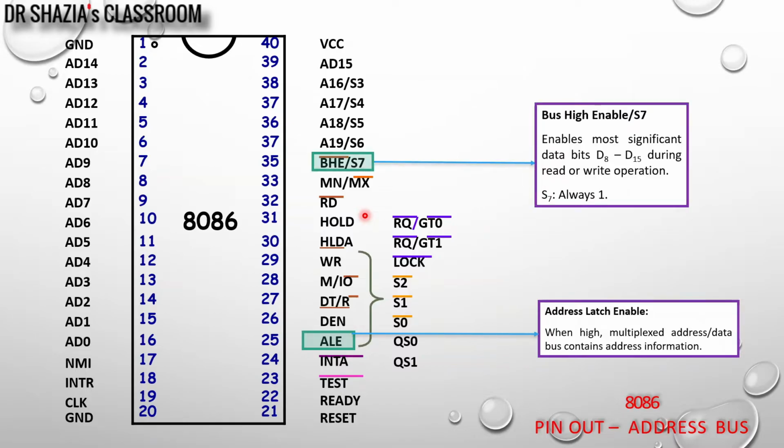One more signal which we are going to look into along with the status signals is BHE bar/S7. BHE bar stands for bus high enable. Bus high enable indicates whenever data is available on the higher data bus D8 to D15. So here we will try to understand a little bit of how data transfer takes place in the 8086 processor. As we know, 8086 has a 16-bit data line.